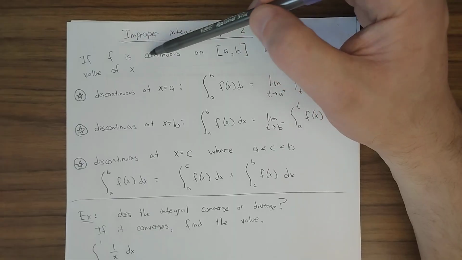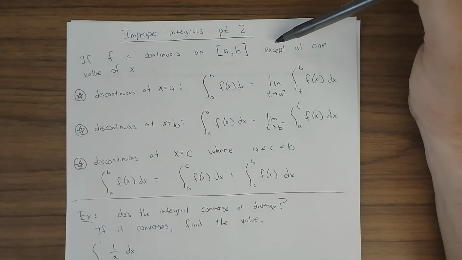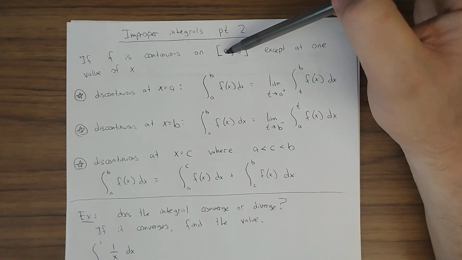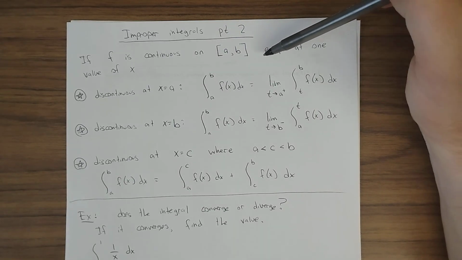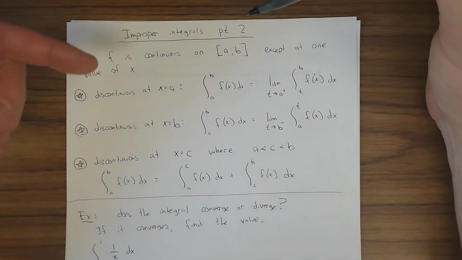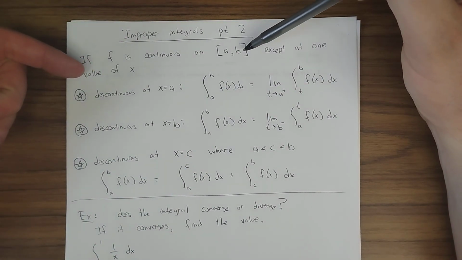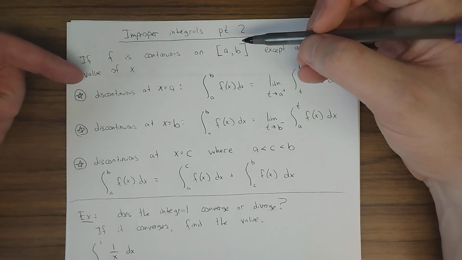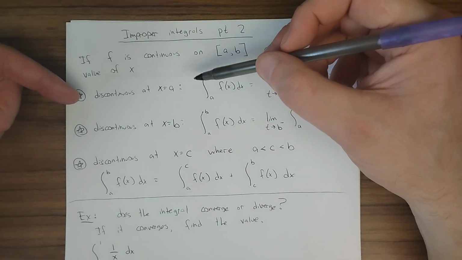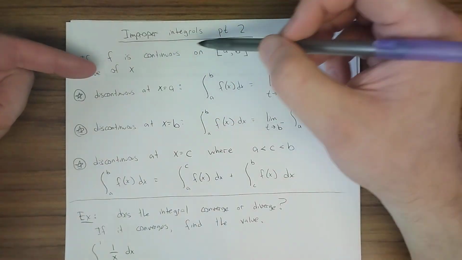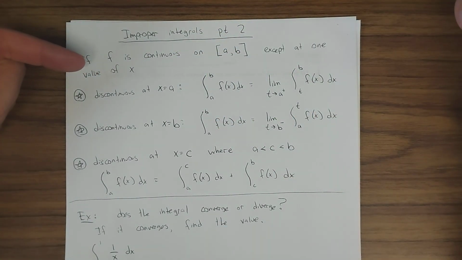But here's another possible reason we would call it improper. If the function is continuous from a to b except for one value of x, then we're not going to be able to use the fundamental theorem of calculus directly to evaluate this. So what do we do? There's a few possible cases. It depends on where this discontinuity is, because there's one value of x where this function is not continuous.